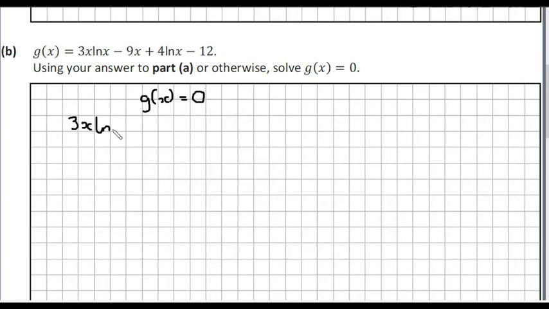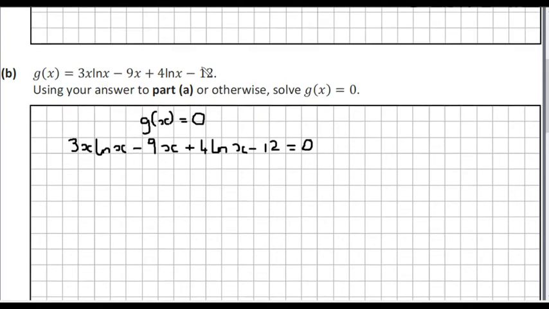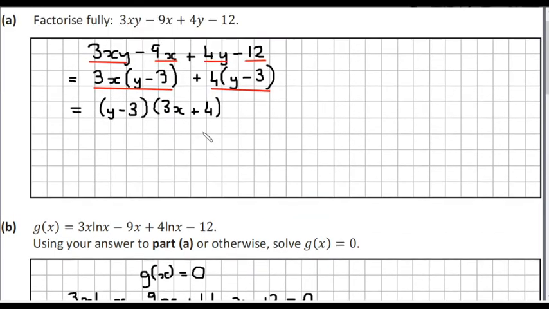Now, with this, they're in a way giving us a hint as to how to do the question, even though it can be done other ways as well. First of all, I'm going to replace g of x with what it actually is, which is those 4 terms. But if we notice, these 4 terms are in the same form those 4 terms are in. It's just that ln of x has now replaced y.